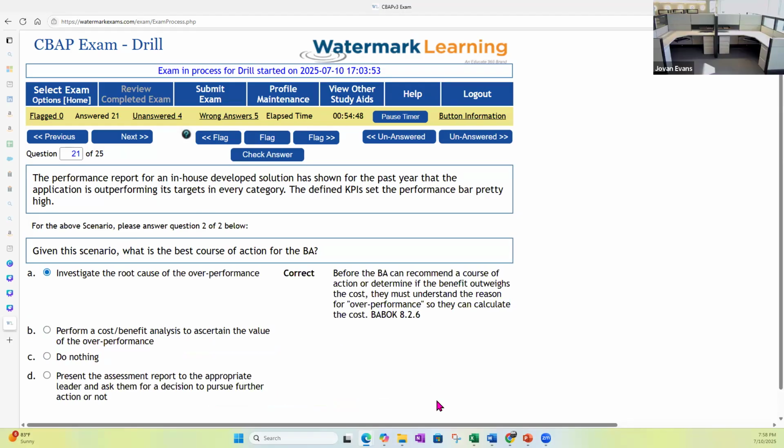Before they can recommend a course of action or determine if the benefit outweighs the cost, they must understand the reason for the overperformance so they can calculate the cost. There you go. It's important we always figure out the root cause, even if the person is convinced they know what's going on. I mean, trust but verify.